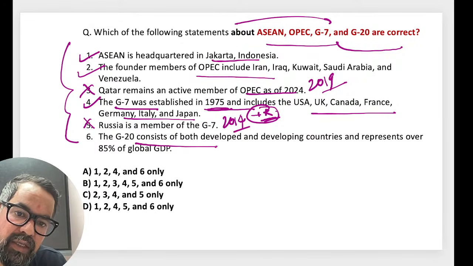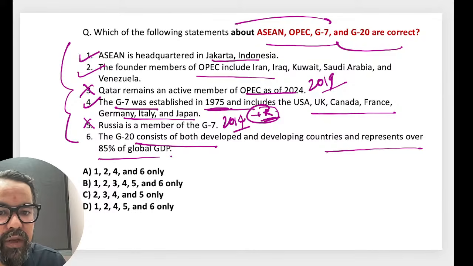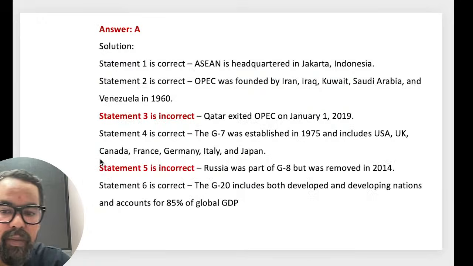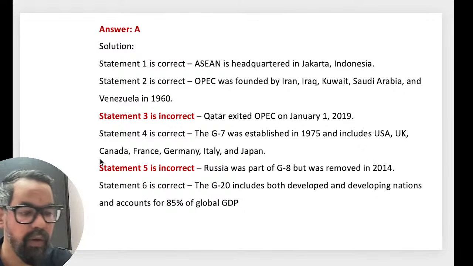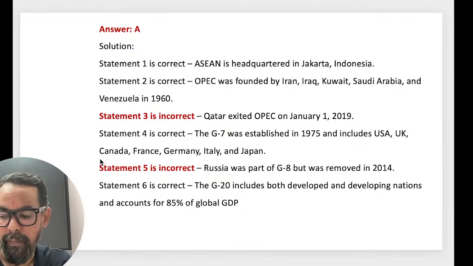G20 countries consist of developing and developed economies and represent 85% of global GDP. Yes, 1 2 4 6. Option A only will be the right answer for this particular one. Very good guys, awesome, well done.